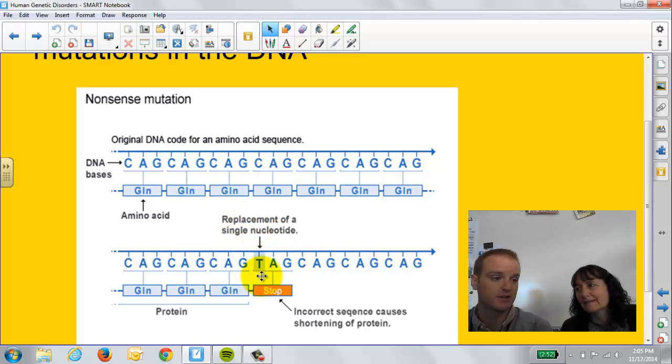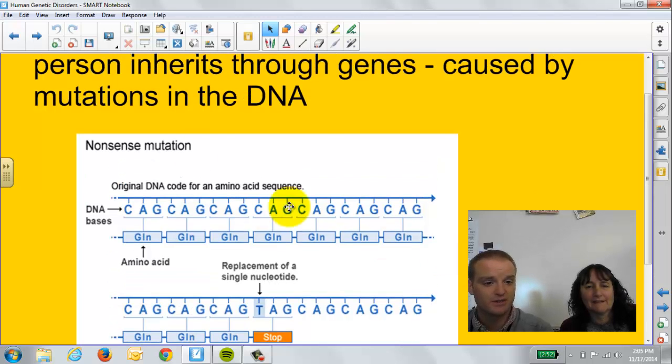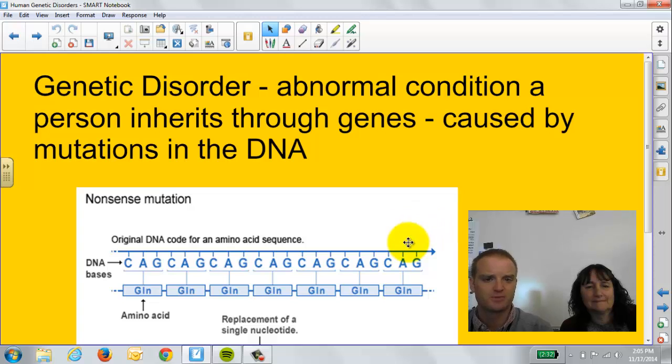So it's like changing letters in a book. If I just started changing letters, it changes the meaning of the whole sentence. It's not going to fit right, and so it changes what it's going to make. That's the idea of a mutation. This would be nonsense. I speak nonsense sometimes.